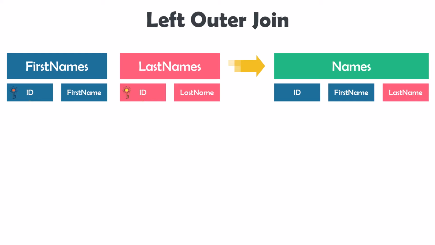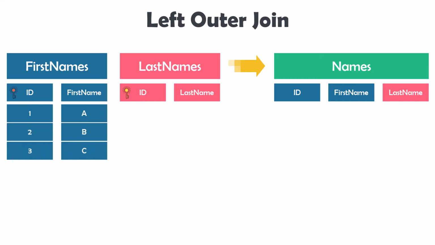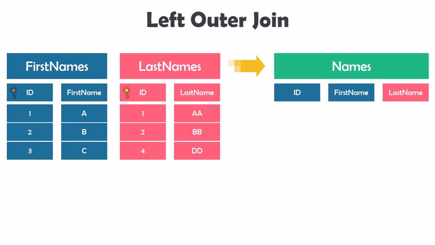Let's first see which rows do we have in both tables. The first table contains these 3 rows. I have each ID only once, and for each ID there is a first name. The second table contains also 3 rows. Each ID appears only once in the table, and for each ID there is a last name. Using left outer join means that I want to get all data from the first table, with only the matched rows from the second table.